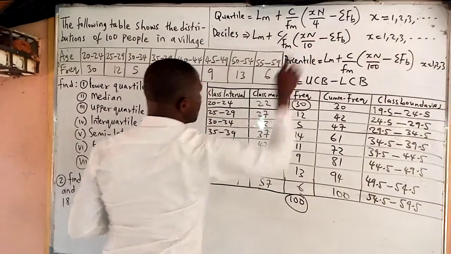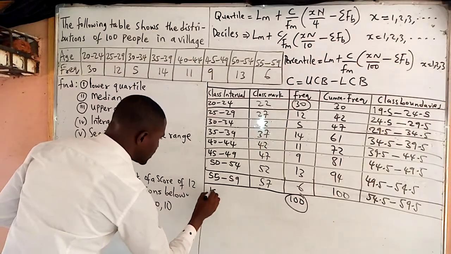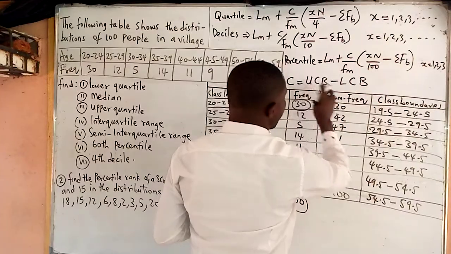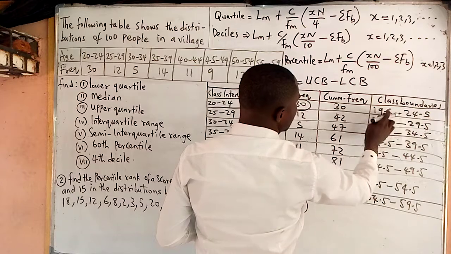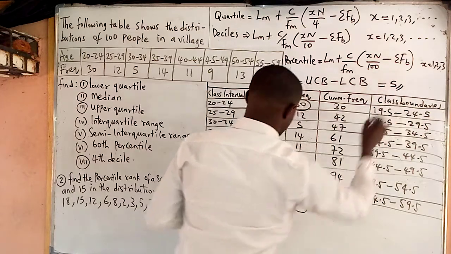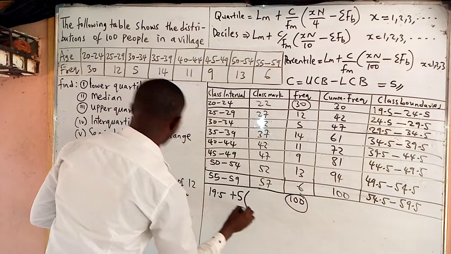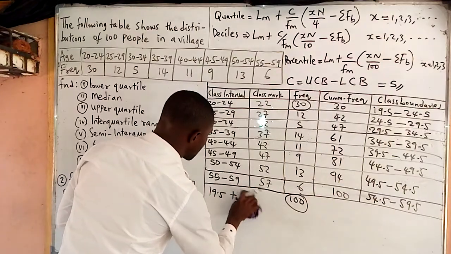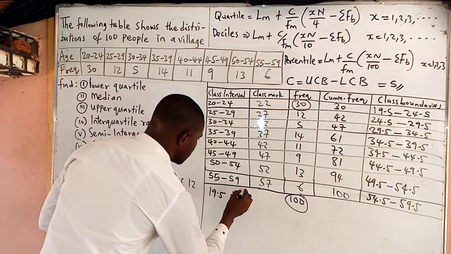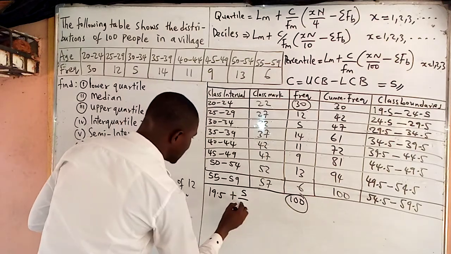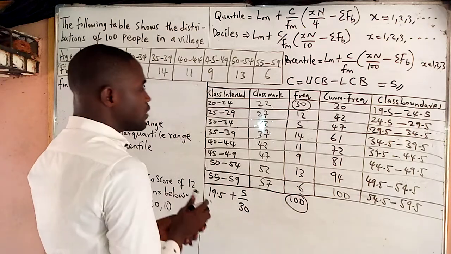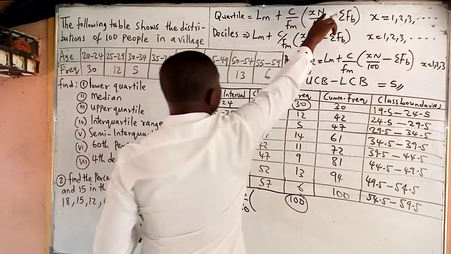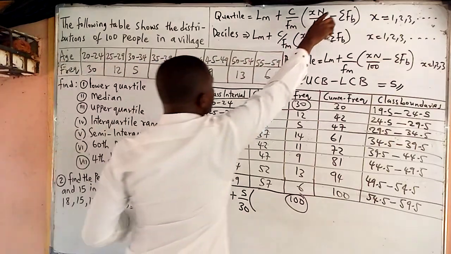I will use the formula. I will say the lower class boundary of it is 19.5 plus, what is my C? My C is the upper class boundary minus the lower class boundary. This minus this will be giving me 5. I will now say 5 over, what is the frequency of the lower class? The frequency is 30. Then bracket, what did I get from n over 4?